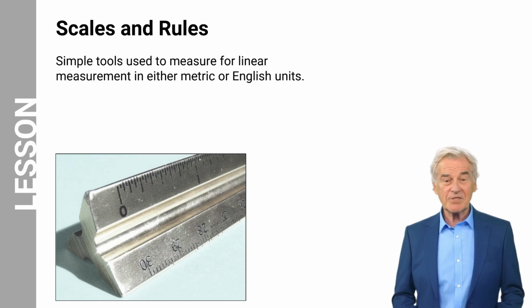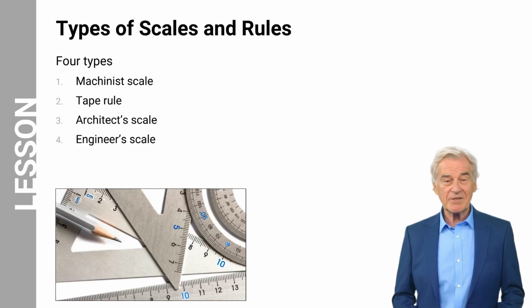Scales and rules are the most basic measuring tools used for linear measurement. Scales and rules can have metric units, English units, or both. The four types of scales discussed in this lesson are machinist scale, tape rule, architect's scale, and engineer's scale. These are discussed in a bit more detail in the upcoming slides.